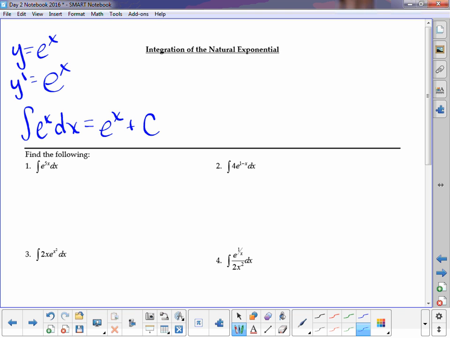What we're saying is that if I were to do the derivative of this piece, I would get back to here, right? So integrals and derivatives, remember, are inverse operations. They undo each other. So we think to ourselves, what function, when I take the derivative, will give me this? E to the x is pretty nice, because if we integrate e to the x, it's just e to the x.